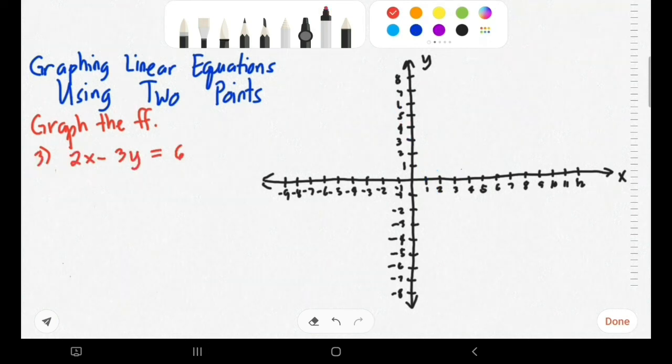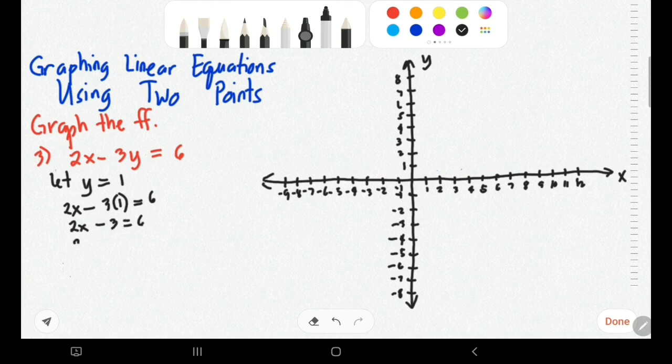Third example. You have 2x minus 3y equals 6. Class, you can also let y be any value and you find the value of x. Okay, let's do that. Let y be, let's start with 1. It's very easy. Substitute: 2x minus 3 times 1 equals 6. So 3 times 1 is 3. And then you transpose 3, it becomes 6 plus 3.